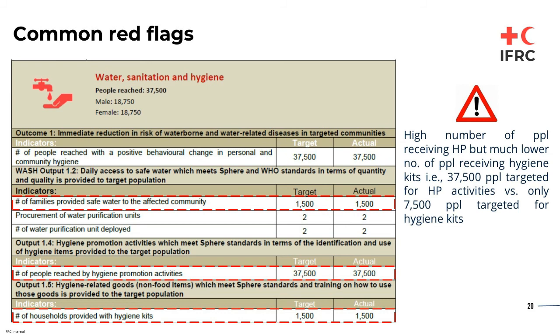This was taken from a final report of a floods operation. We can see here that there is a great imbalance between the number of people reached with hygiene promotion activities, which is 37,500 people, compared to the number of people reached with safe water and hygiene kits, which is only 1,500 households, equivalent to 7,500 people. Ideally, we should have a healthier balance, but in cases where the National Society is not capable of doing so, this has to be explained in the EPOA.